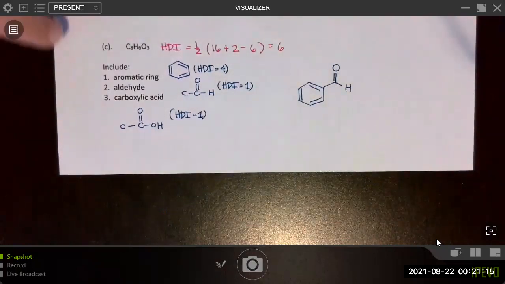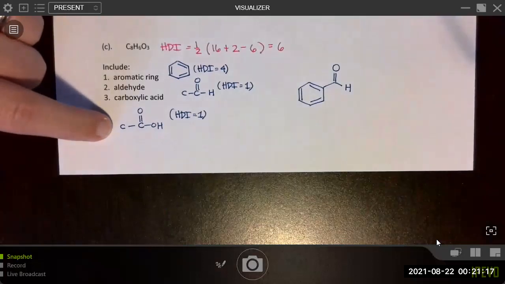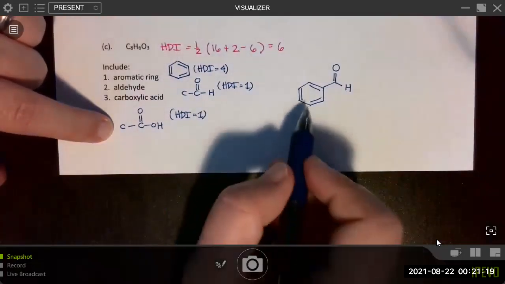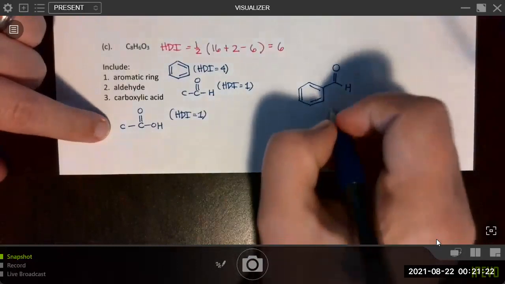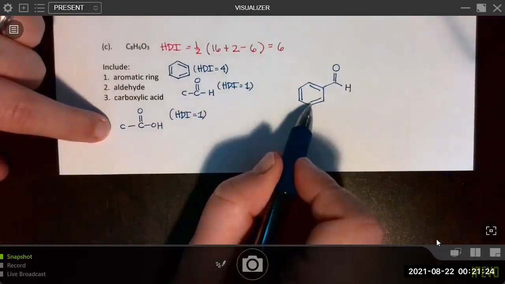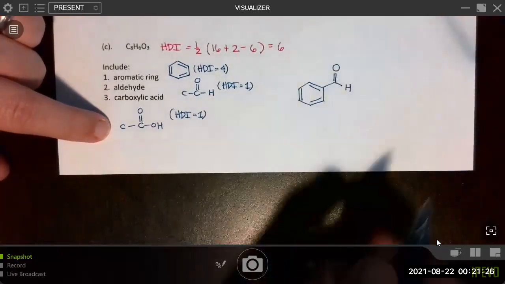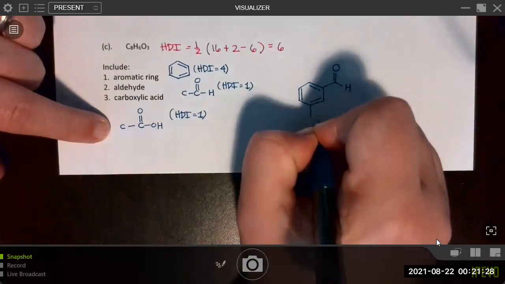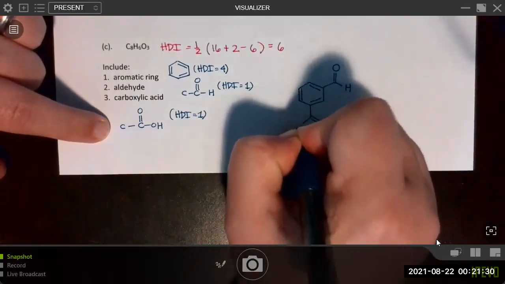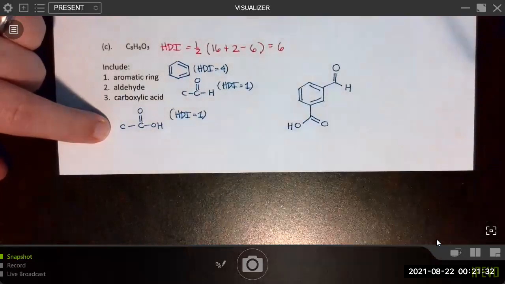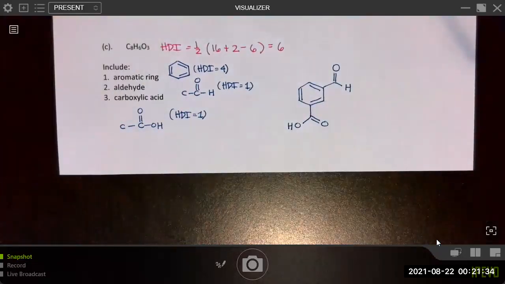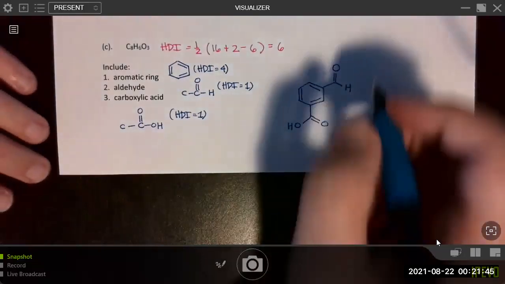And then we also have a carboxylic acid. So I'm probably going to place that somewhere else on the ring. Maybe it could be here, it could be here, it could be here. It could really be anywhere. You could do carbonyl and OH. And now we have our 8 carbons, 3 oxygens, 6 hydrogens. This is just one possibility, multiple possibilities here.